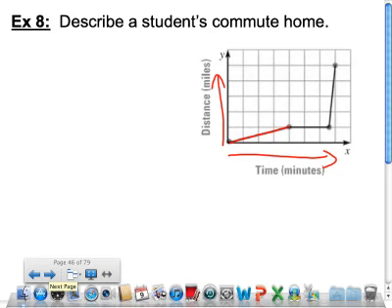But then you notice from here to here, time is elapsing, but they're not gaining any distance. Therefore, that means they're standing in the same spot. And then finally, the last stretch from here to here, they're walking at a very high rate of speed because they go a long distance in a short period of time. And that's kind of how you would describe that. That's just interpreting a graph and slope.